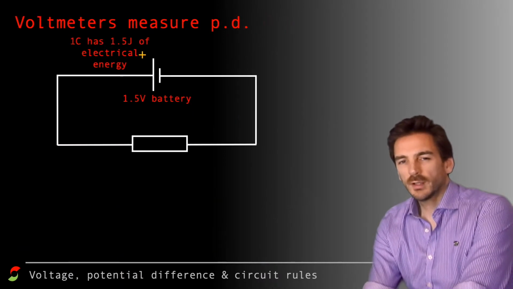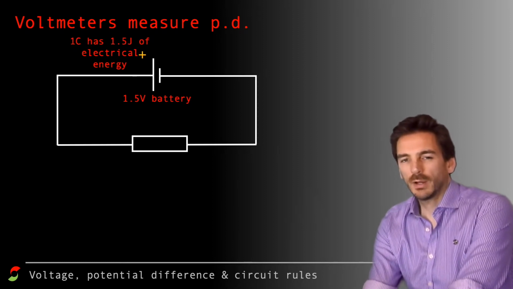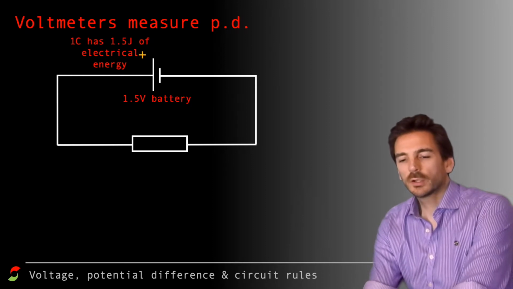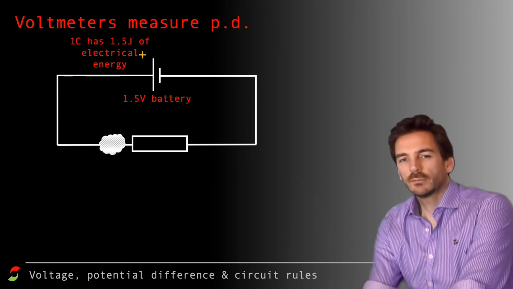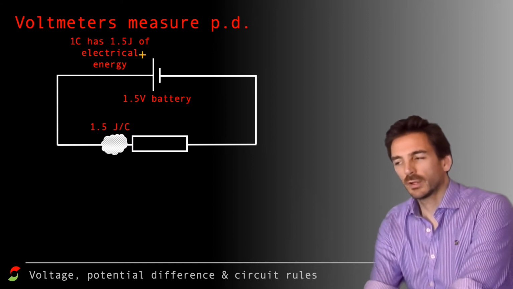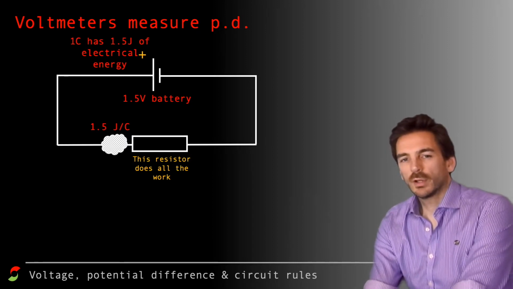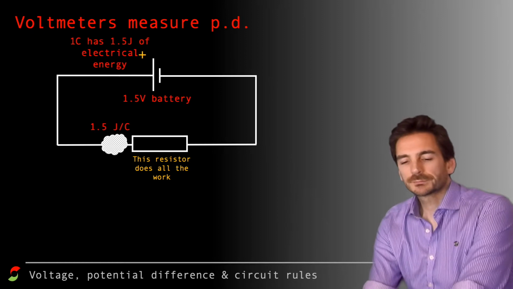So let's have a look at a very basic series circuit. We've got a series circuit with a 1.5 volt power supply, which means when a coulomb pops out of it, just like here, that 1 coulomb has got 1.5 joules of electrical energy, and it will move around to this point here. It hasn't done any work just yet, because it hasn't gone through anything with resistance. There's only this little resistor here, and this resistor is going to do all the work.